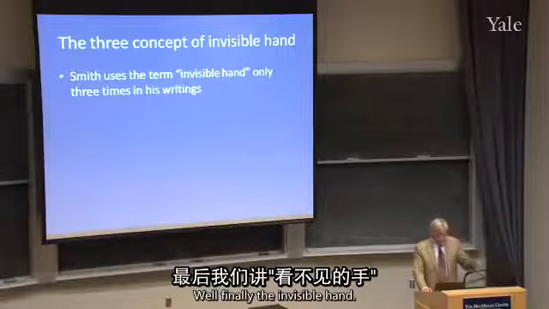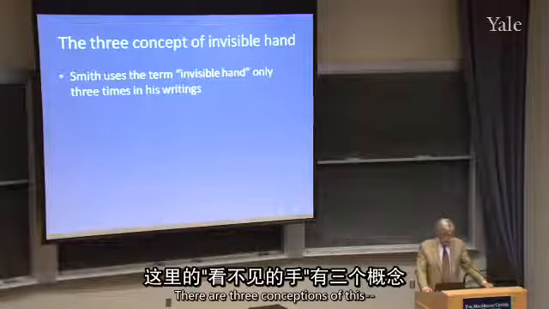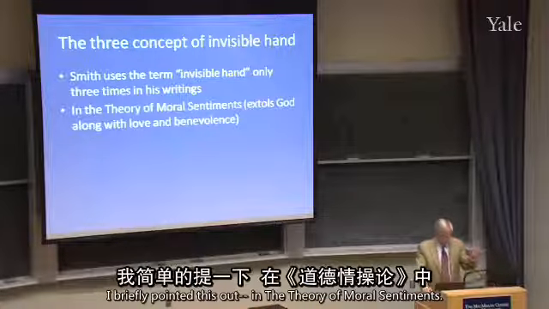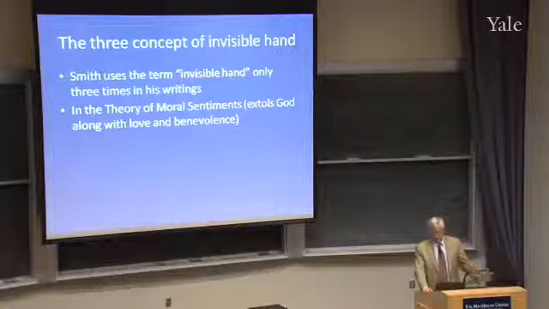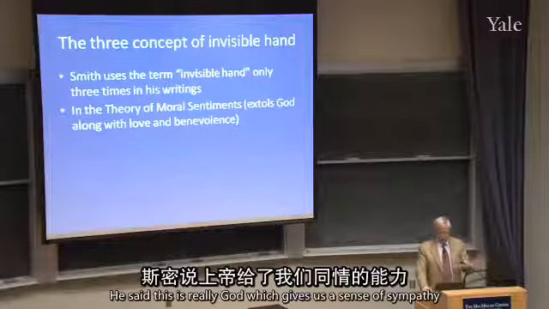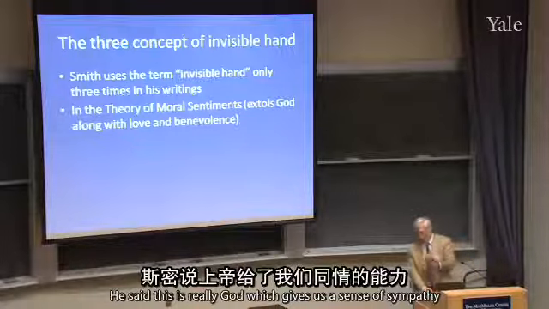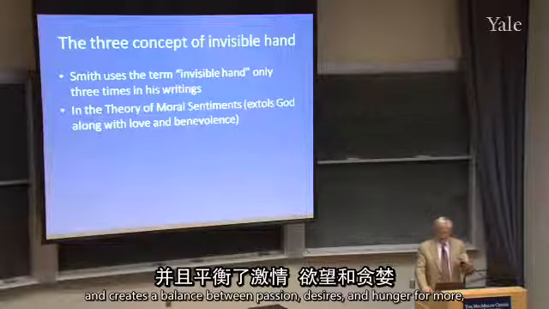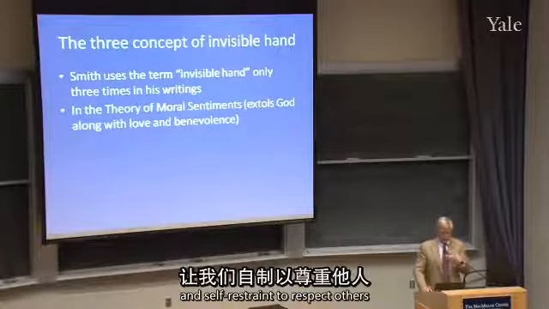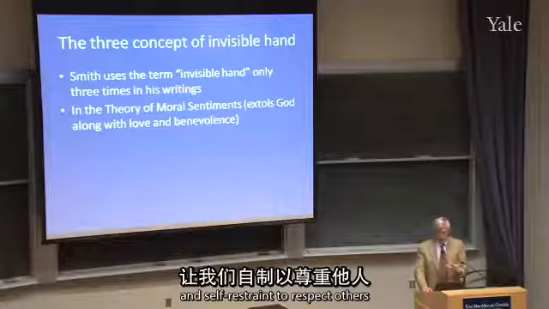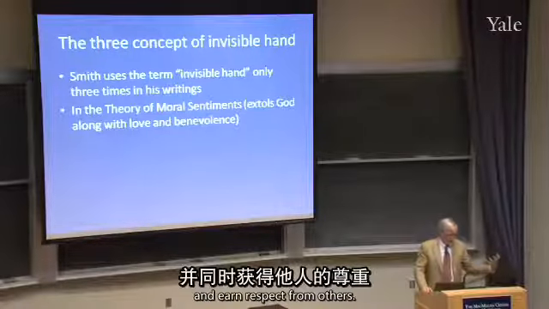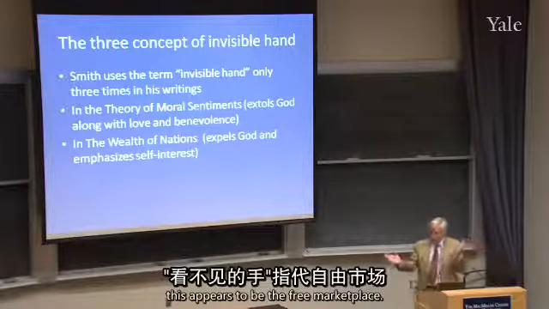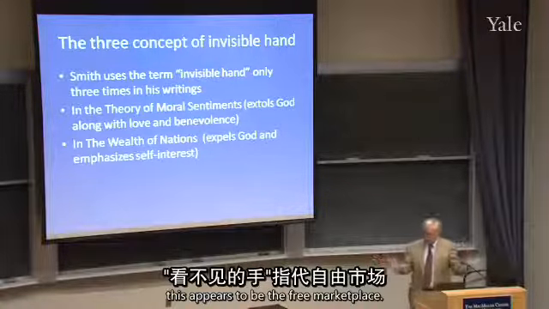Well, finally, the invisible hand. There are three conceptions of this. I briefly pointed this out in the Theory of Moral Sentiments. He said this is really God, who gives us a sense of sympathy and creates a balance between passion, desires, and hunger for more, and self-restraint to respect others and earn respect from others. Right? And then, of course, in the Wealth of Nations, this appears to be the free marketplace.